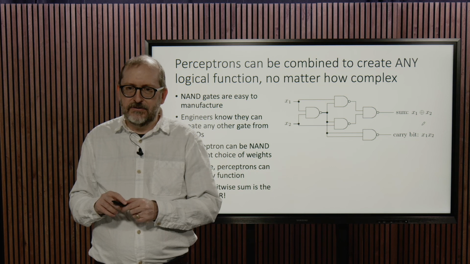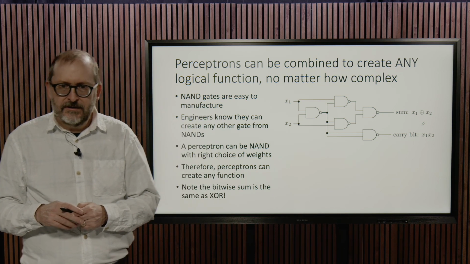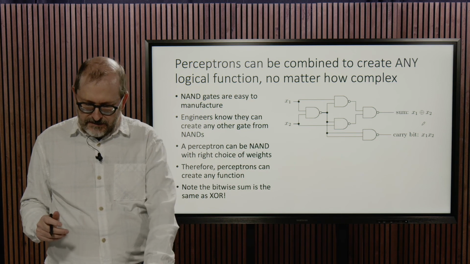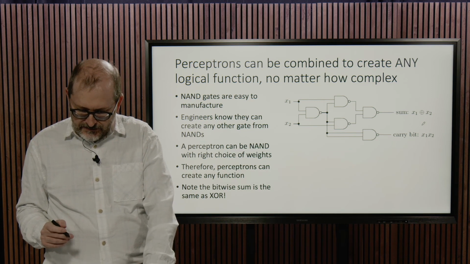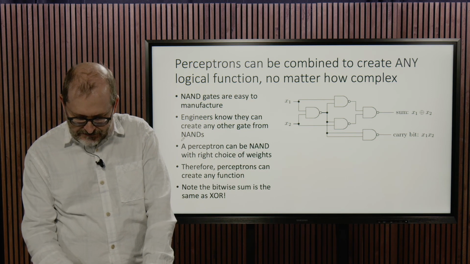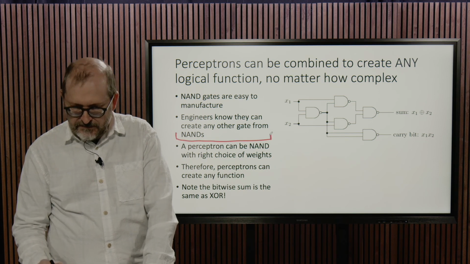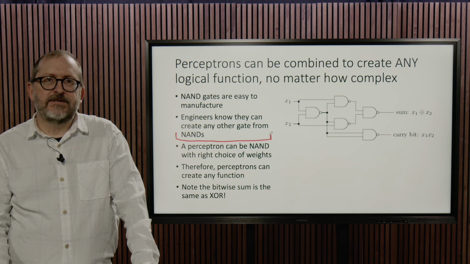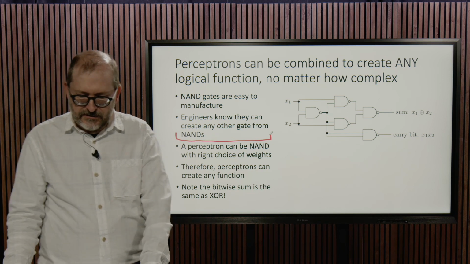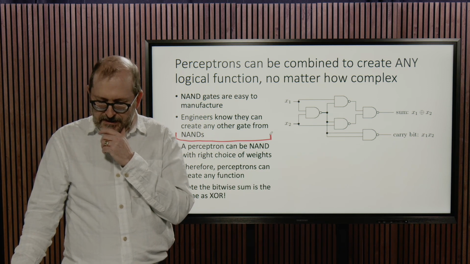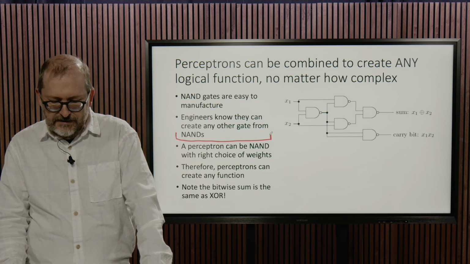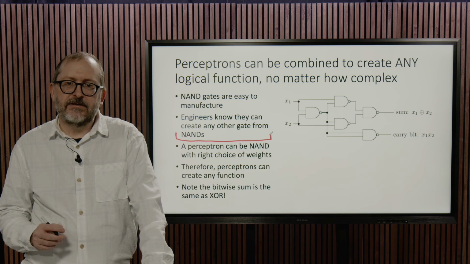It's actually possible to use a perceptron to reproduce any logical function, no matter how sophisticated. I'm not going to prove this now. Maybe you can just look it up on the internet if you're curious. But I'll just assert that engineers can prove using De Morgan's laws and so on that they can create any gate using only one type of gate called the NAND.